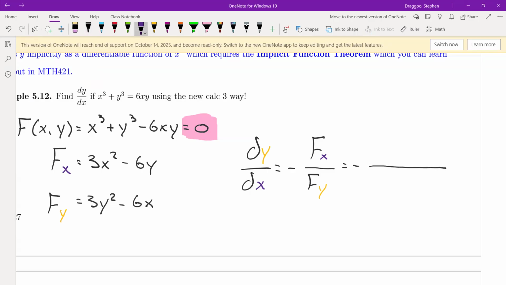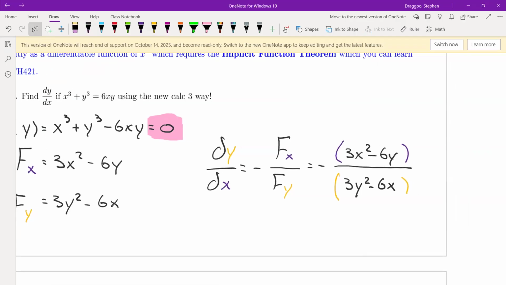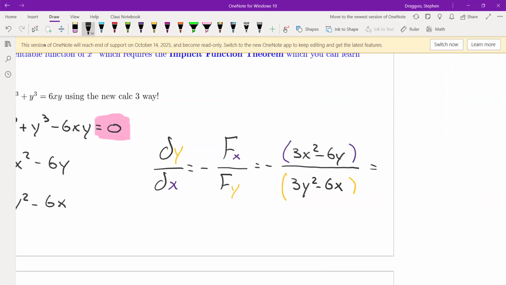But if I just bring all that stuff in, this is what? 3x squared minus 6y divided by 3y squared minus 6x. And then if I just distribute my negative through the numerator, I'll get exactly what I saw in the example I did first. Negative 3x squared plus 6y divided by 3y squared minus 6x.